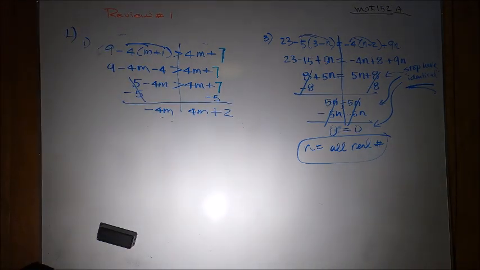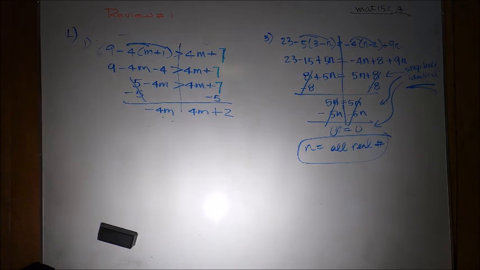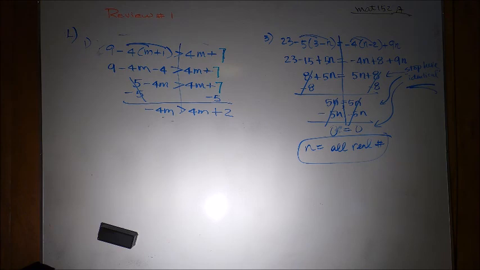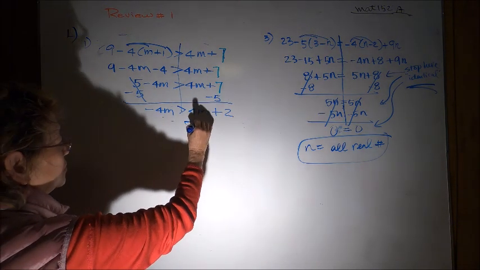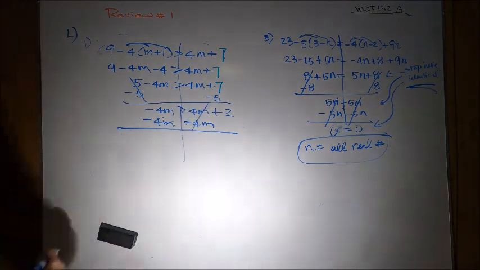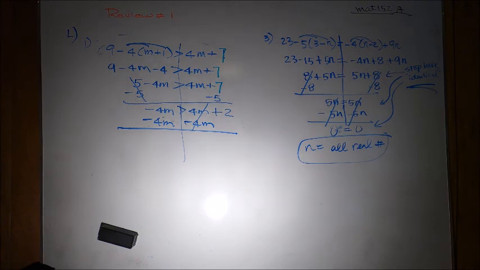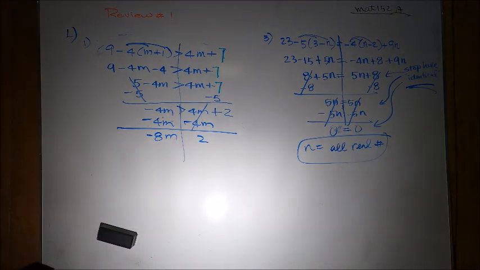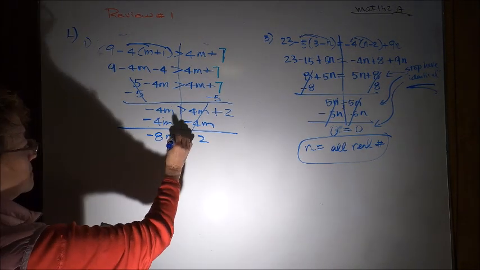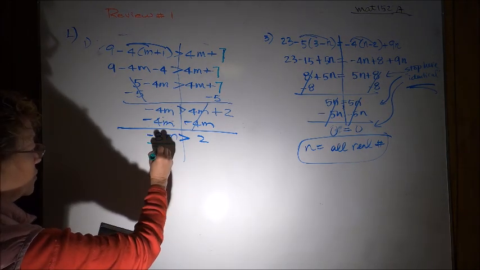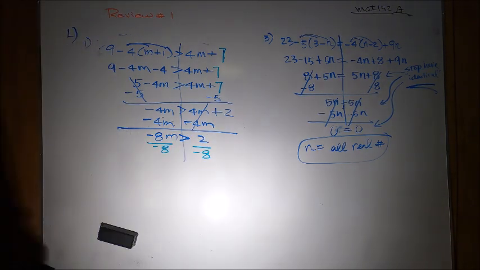Should I change the direction of the inequality sign? No, because we didn't divide by a negative number. We just subtract. Then what do we do? Move the variable over to this side. Then what do we have? This goes away. And this one will be negative 8n and 2. Do we change the direction of the inequality? No. Then what do we do? Get the variable by itself, divided by negative 8.